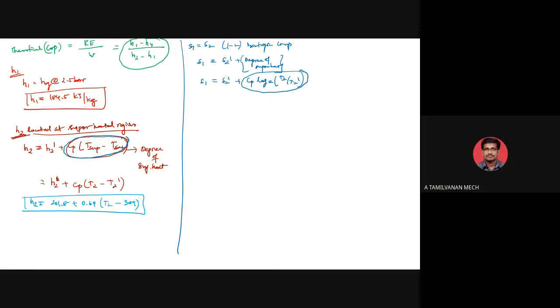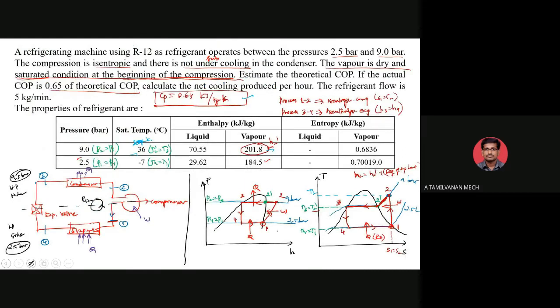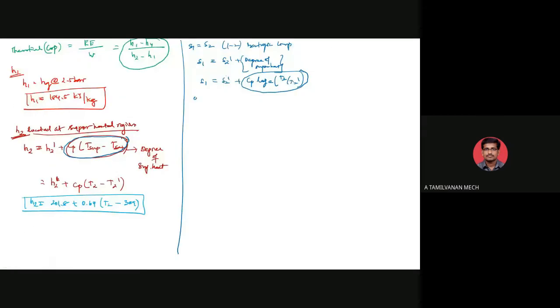but here it is the formula to find the superheat for enthalpy. So S1 you are going to take from the table. S1 is point number 1, the entropy of vapor, because it is located at the saturated curve. So the value is 0.7001. Here S2 dash is 0.6836. You substitute the appropriate values here. S1 equals 0.7001 equals 0.6836 plus 0.64 ln of T2 over T2 dash, which is equal to 309 Kelvin.